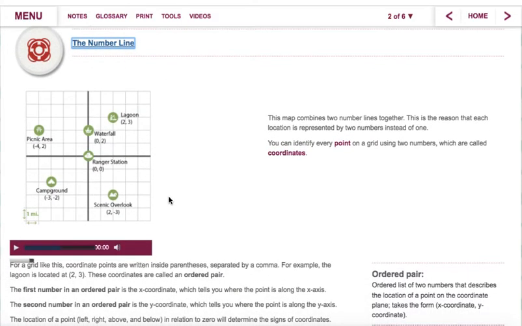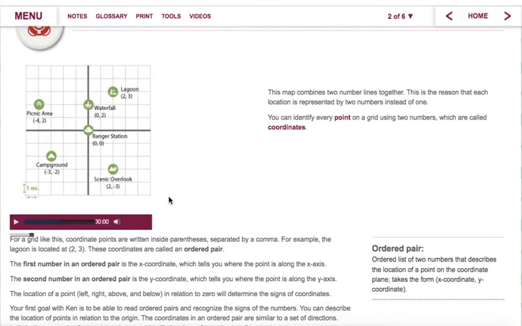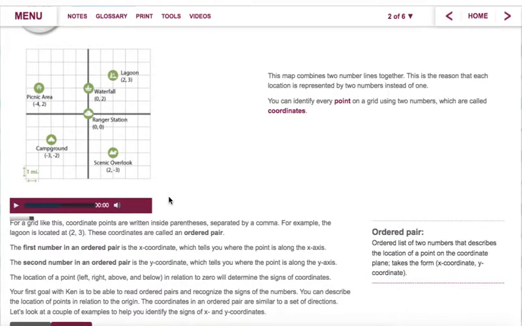Let's go ahead and look at Ken's map again. It says this map combines two number lines together. This is the reason that each location is represented by two numbers instead of one. You can identify every point on a grid using two numbers, which are called coordinates. So we're going to go ahead and play this part.